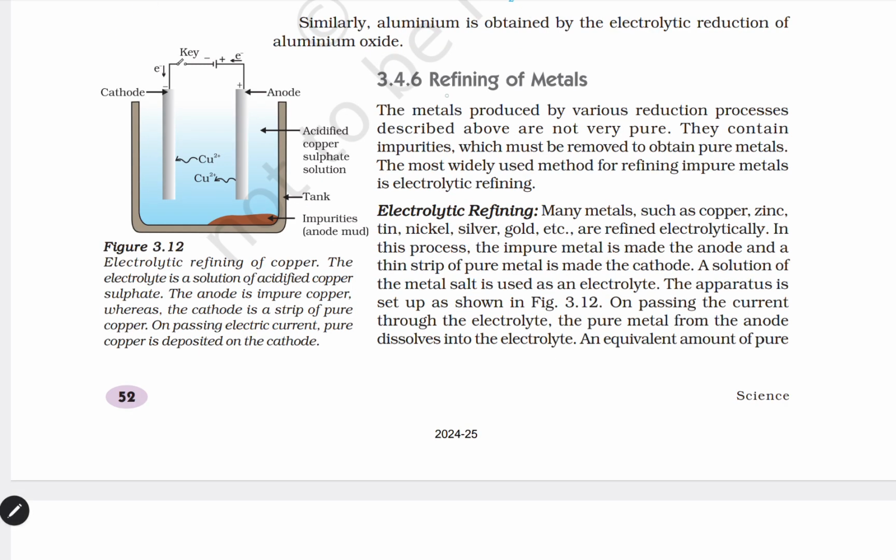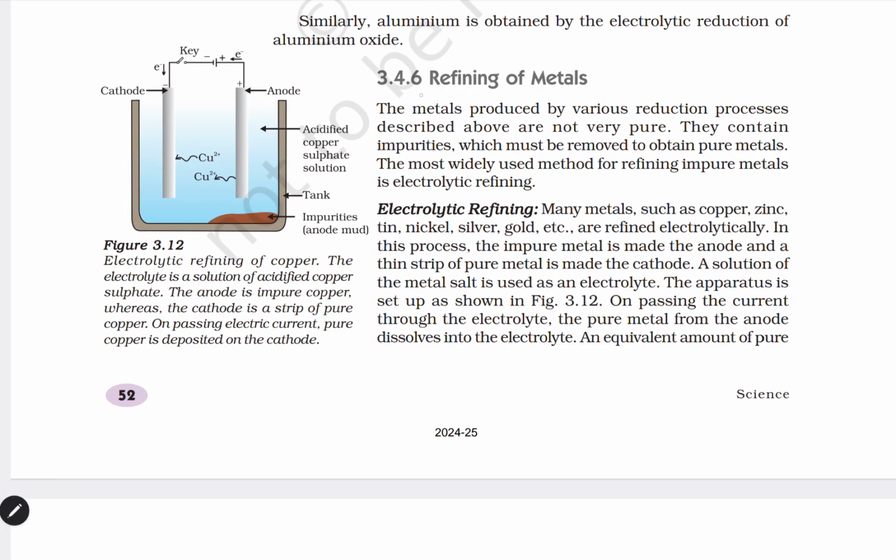Next, the process of refining of the metals. Till now, what we learnt is how to extract the metal. We use different methods for extracting the metals, whether it is the electrolysis process, carbon reduction, or heating process. Different methods we used, the roasting process, right? Whatever the method, the metals produced by various reduction processes are not very pure actually. They contain impurities which must be removed to obtain the pure metals, is it not? So the most widely used method for refining impure metals is electrolytic refining.